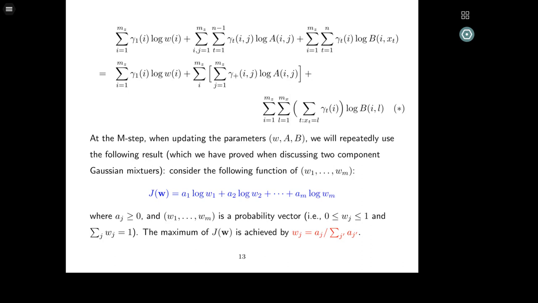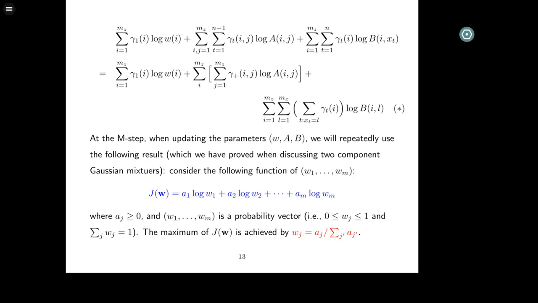The first row is just a copy of whatever was on the previous slide, okay? And then I keep the first summation the same. For the second summation, I take the summation over T. I just introduce a notation called gamma subscript plus, and then rewrite that double summation as, specifically, summation over I and summation over J. I add a bracket, but you can ignore why I need to add a bracket in a minute, okay?